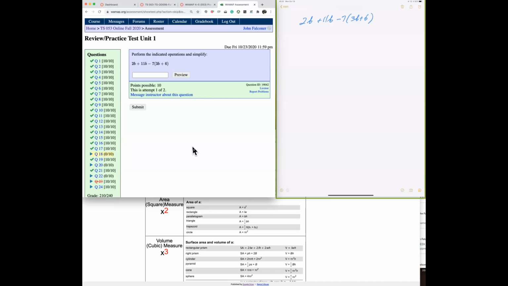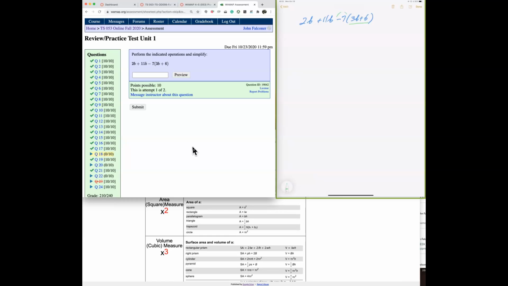Okay. So PEMDAS, what are we thinking? We have parentheses, right? We've been here before. Do you remember what to do? So we can't combine these, right? It's addition, and they are not like terms. So that's as far as we can go.